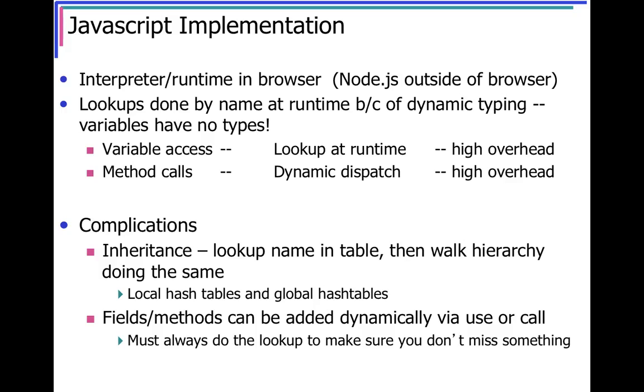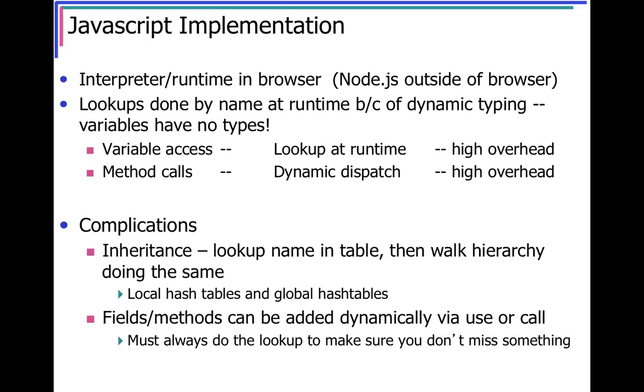Because JavaScript is dynamic, like Python, all lookups for any name used by your program are done at runtime. Because of dynamic typing, variables have no types, and so everything has to be looked up. We don't know the type of anything statically. All variable accesses have to be looked up at runtime to know how to access those variables.